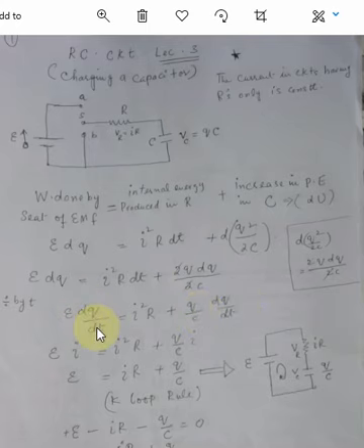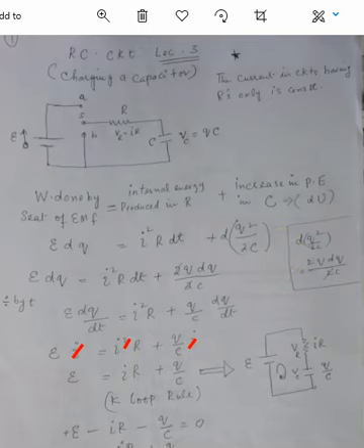Now dQ by dt is the current I. Here this will also be replaced by I. Now since I is common throughout, what we can do is to cancel this I throughout, and we will get this equation. The equation which we get after cancelling I is this one.